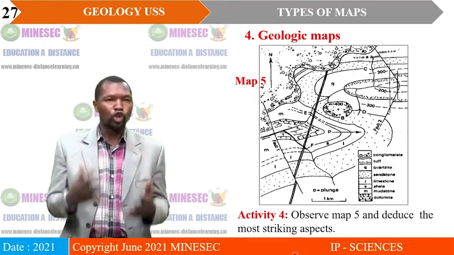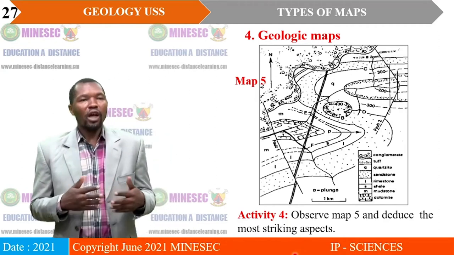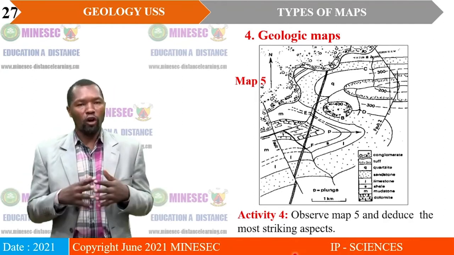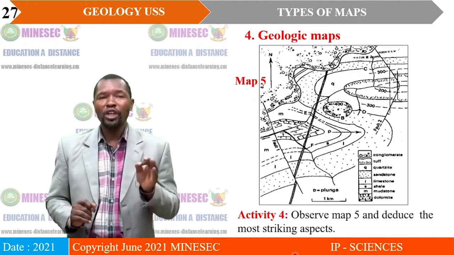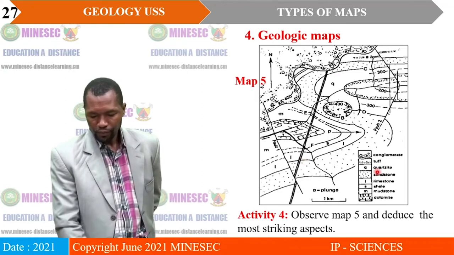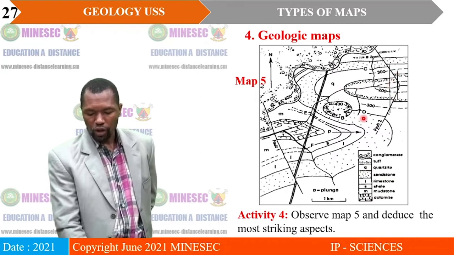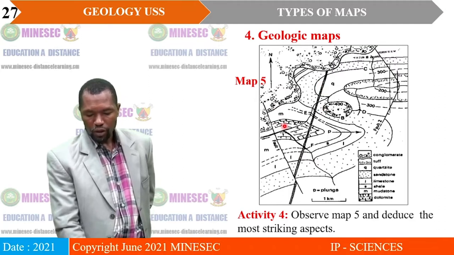We have geologic maps. Geologic maps are types of maps that have a representation of a whole stock of geology. So observe map 5 and you deduce the striking elements. This is map 5. Look at this. That is a key. Then you also have some structures, and they are lettered. Then you have some beds and rock formations.